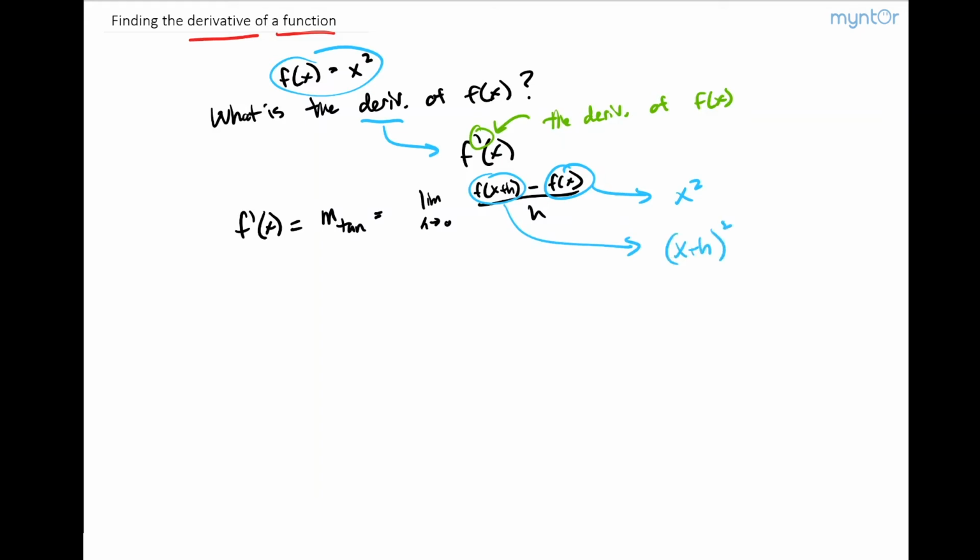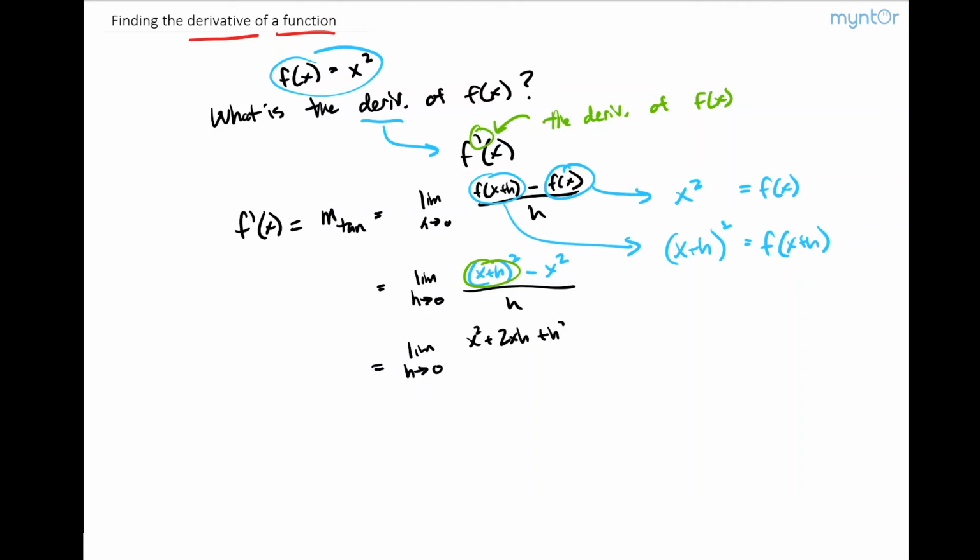To make this a little bit more clear, I'll say that this is equal to f of x for clarity, and this is equal to f of x plus h. And so we can rewrite this equation as the limit as h approaches 0 of x plus h squared minus x squared divided by h. So let's go ahead and expand this term right here. And so we get the limit as h approaches 0 of x squared plus 2xh plus h squared minus x squared divided by h.